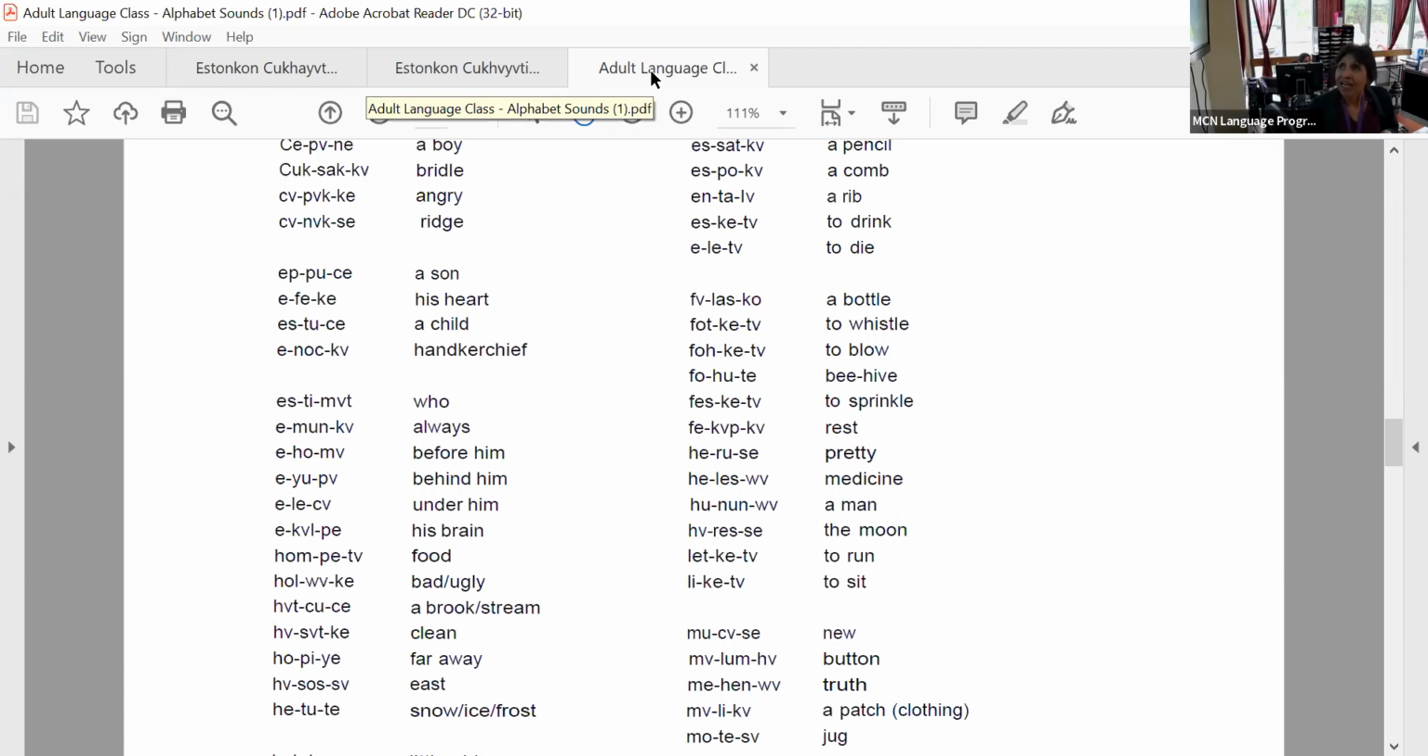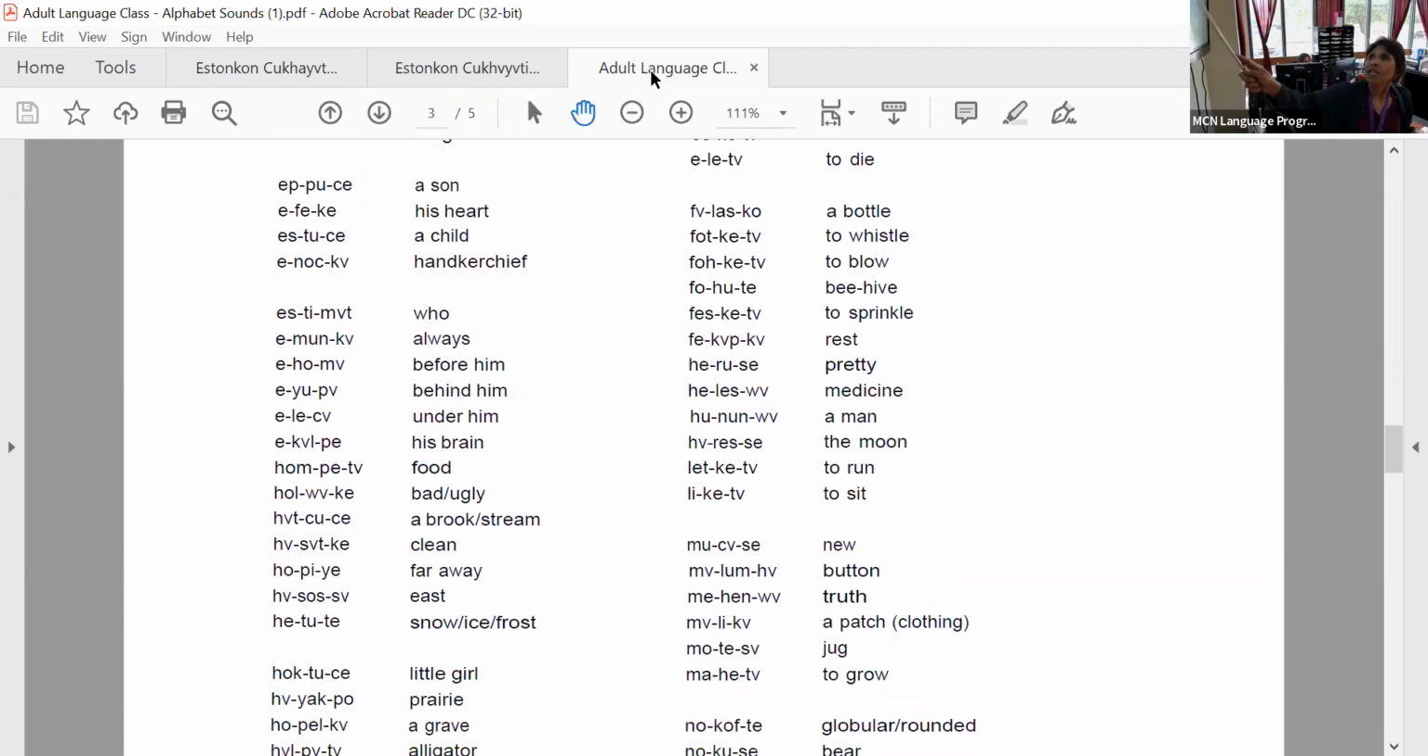Humbida. Look, humbida, food. Hulwagi, bad or ugly. Hachuji, a brook or a stream. Because a hachi is a river. But when you say hachuji, remember you got the uji at the end? It's a small river, isn't it? So you make it a brook or a stream.